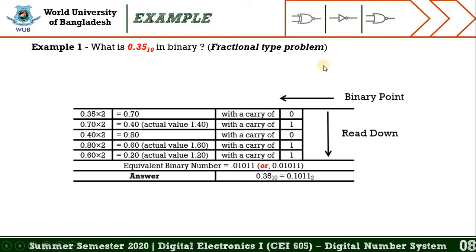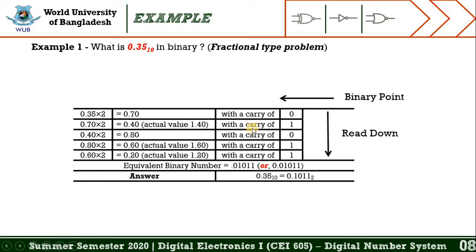Okay, and this number is a fractional type, so this problem is also a fractional type problem. So let's start with the solution. First we need to multiply the given decimal number by 2, so we get 0.70, and if you see there is no carry, that's why in this row you may notice a carry of 0.